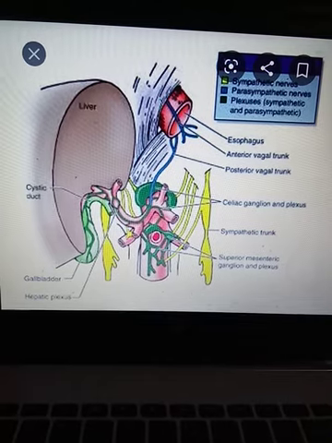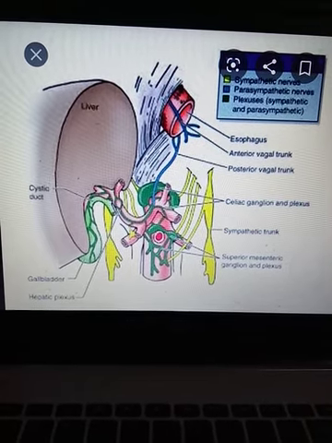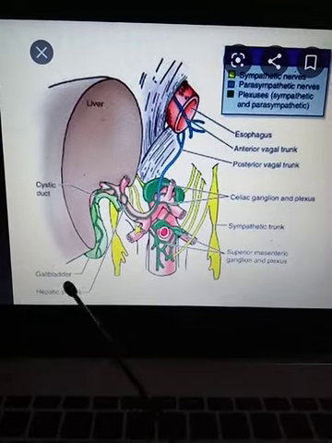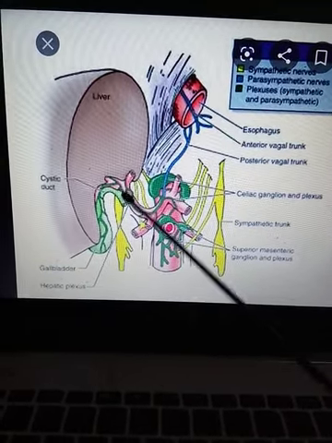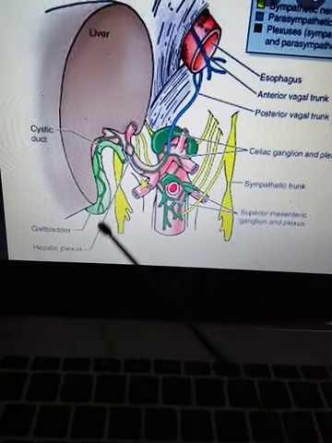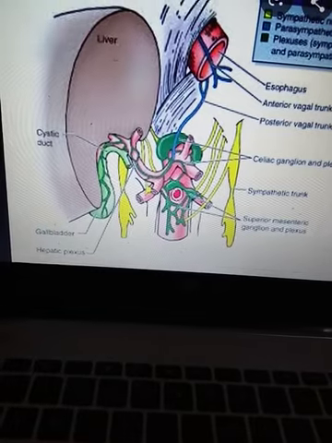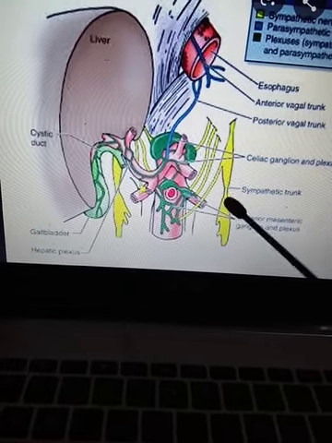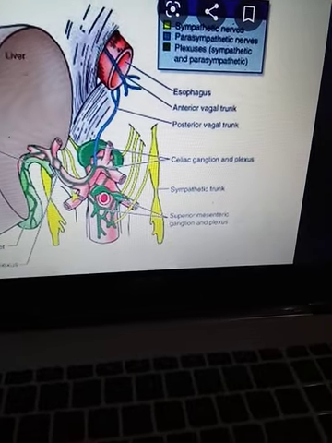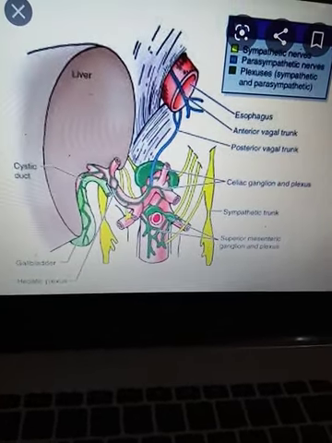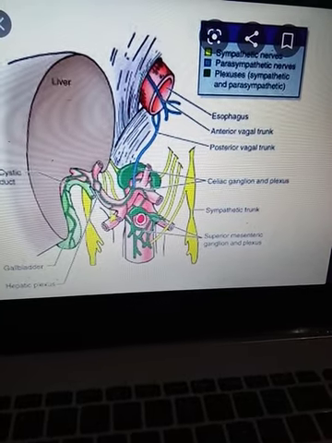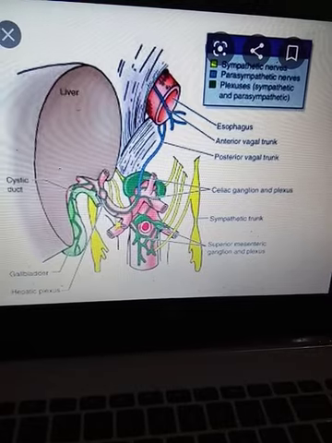Then you have the nervous innervation. For the parasympathetic, the nervous innervation is from the cystic plexus, which is a part of the hepatic plexus. Moreover, it is from the vagal trunks and the right phrenic nerve. Then for the sympathetic, it is from thoracic 7 to 9.